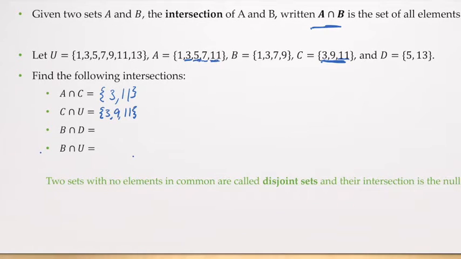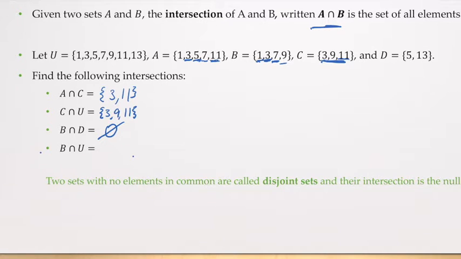Okay, next let's take B intersect D. So B contains a 1, D does not. B contains a 3, D does not. B contains a 7, D does not, and B contains a 9. They have no elements in common. That means that their overlap is the empty set.